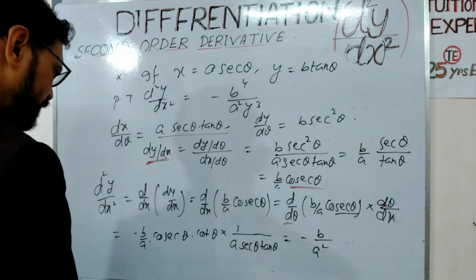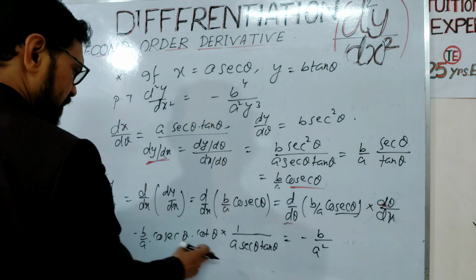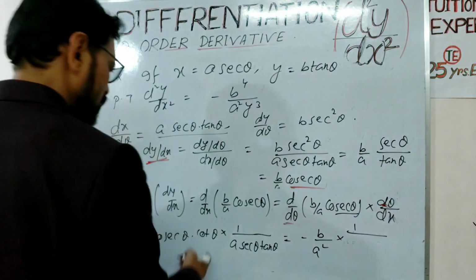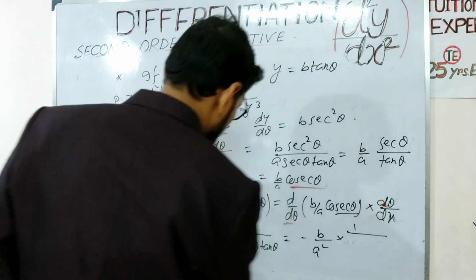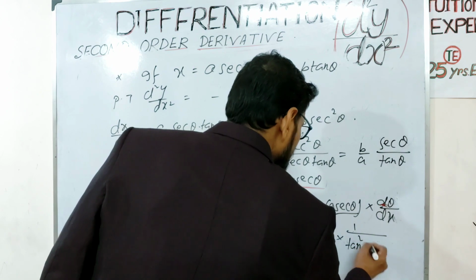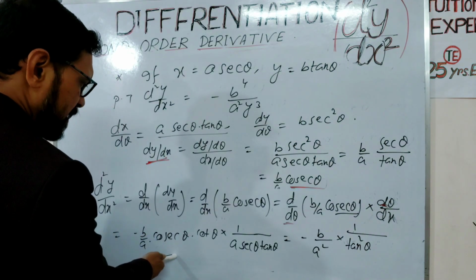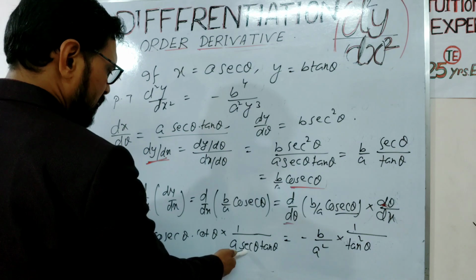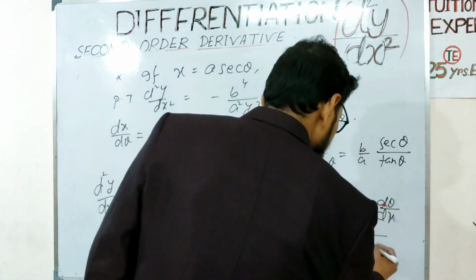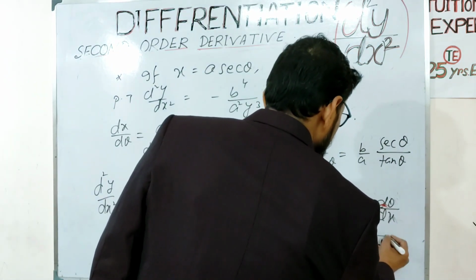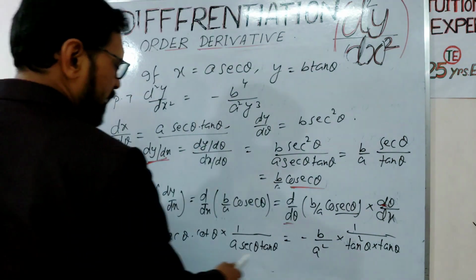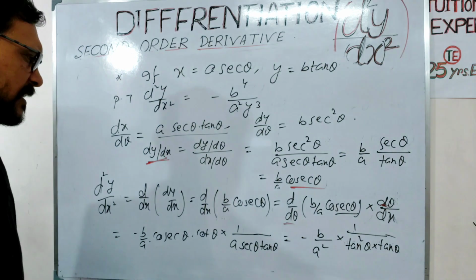Now cosec theta, so this equals cot theta. Cot theta equals 1 by tan theta, so here tan square theta comes again. Cosec theta equals 1 by sin theta, and sec theta equals 1 by cos theta. So cosec theta over sec theta is sin theta by cos theta, this is also tan theta. So this is tan square theta into tan theta. If we simplify, we get tan cube theta.